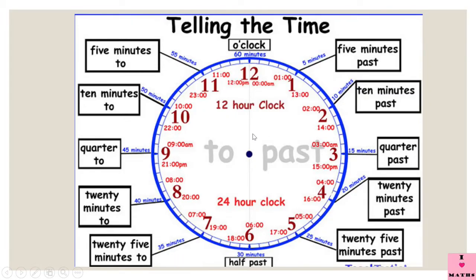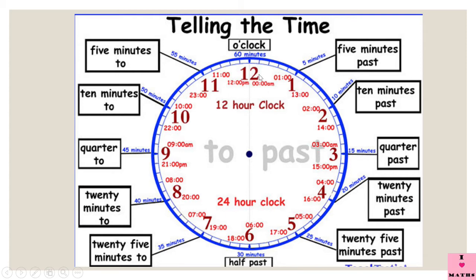So let's go to our PowerPoint presentation. Changing 12-hour clock to 24-hour clock and vice versa. So children, every day is supposed to start at 12 midnight. So at night, when the clock strikes 12, that is the time when the previous day ends and the next day starts.